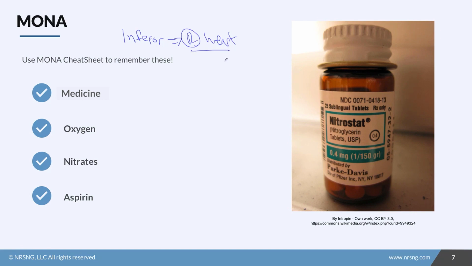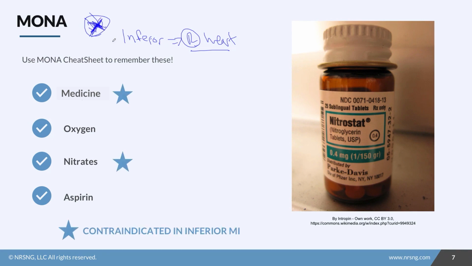If you remember from the hemodynamic lesson, the right side is where we measure preload. So these inferior MI patients are highly dependent on preload, right? So if we vasodilate them, they lose their preload. They can bottom out their blood pressure and lose their cardiac output. If they don't have cardiac output, they're not in good shape at all. So that's why morphine and nitrates are actually contraindicated in inferior MI.